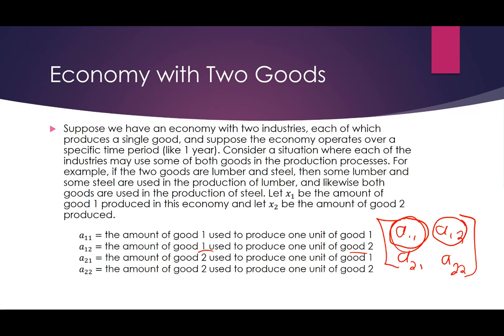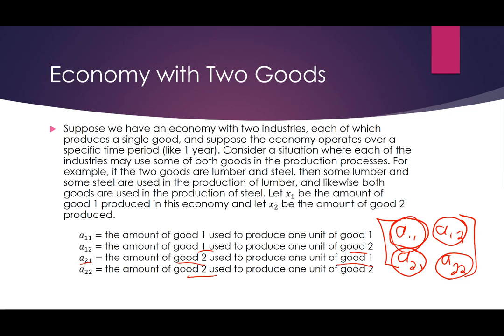So this will be how much lumber we use to produce steel. So again, this is how much lumber is being used. This is how much to produce lumber. This is how much to produce steel. And then likewise for the second row, A21 is the amount of good 2, so the amount of steel used to produce a unit of lumber. So this is how much steel we use to produce lumber. And A22 is how much steel we use to produce steel.